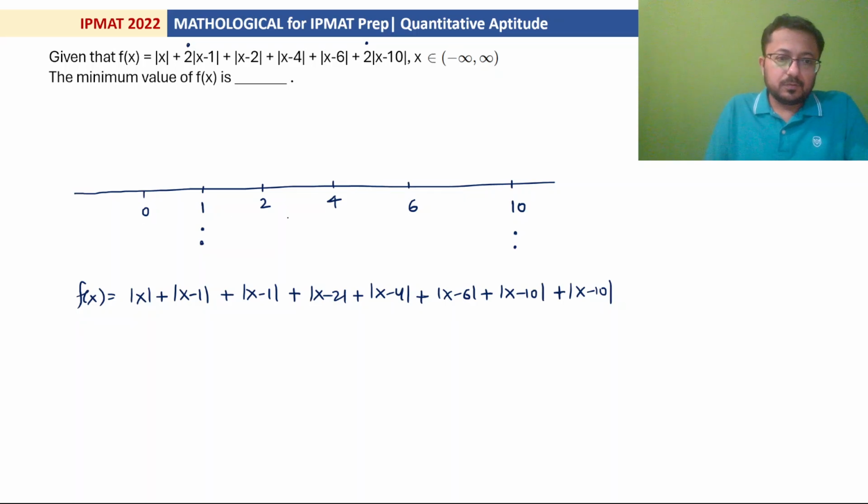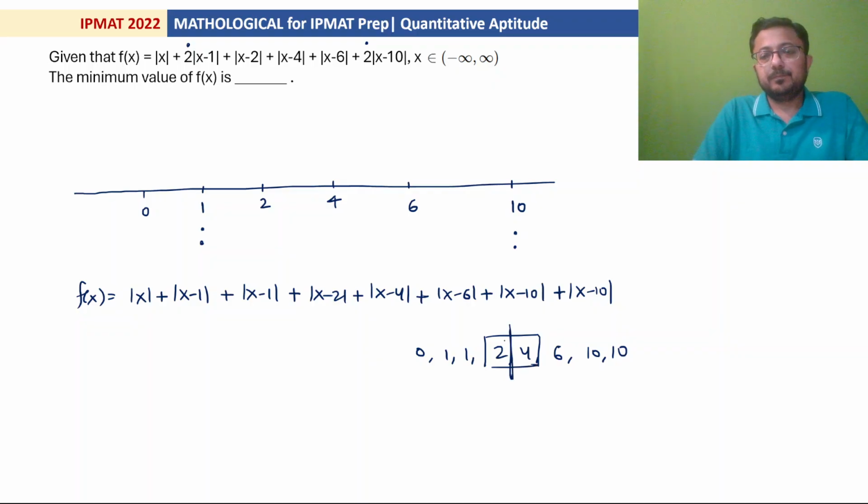Okay, so values are 0 1 1 2 4 6 10 10. टोटल वैल्यूज कितने आ गए? 3 4. टोटल वैल्यूज आर 8 8 हैं, तो फोर्थ एंड फिफ्थ वैल्यूज के बीच में मीडियन आएगा अपना. एंड हेंस फॉर एनी वैल्यू ऑफ x बिटवीन 2 and 4 our f(x) will be minimum. ओके, ठीक है, फॉर एनी वैल्यू बिटवीन 2 and 4.